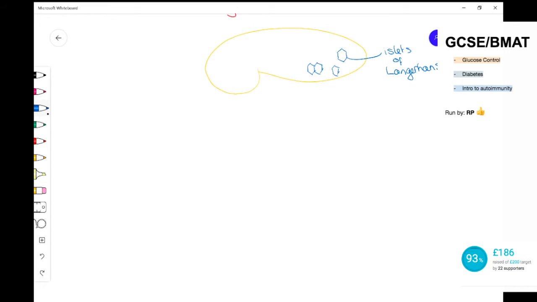So that is type 1 and type 2 diabetes. Any questions about that? That's kind of like a whistle-stop tour of them, but if there's anything that doesn't make sense.